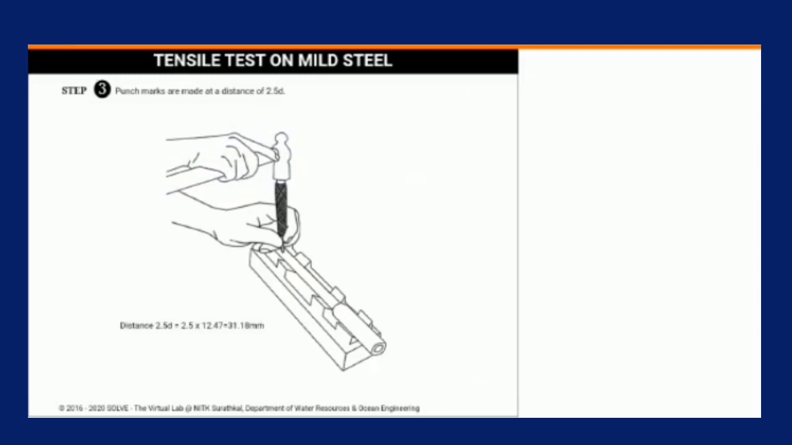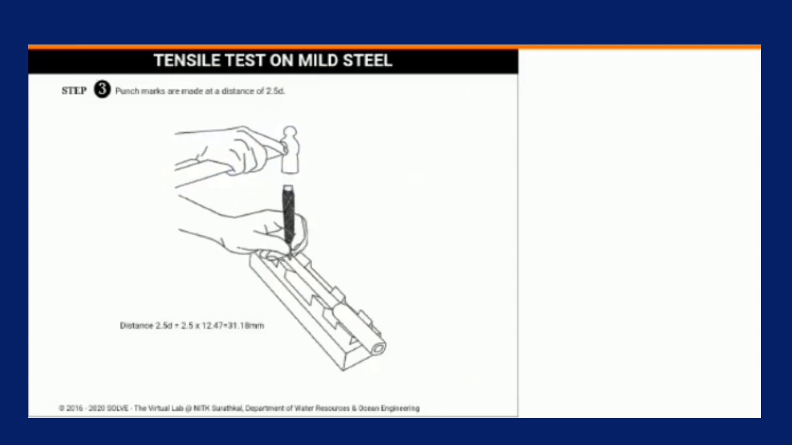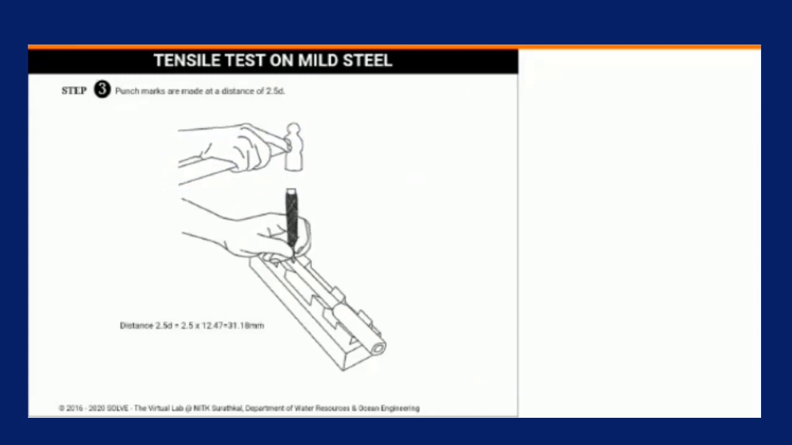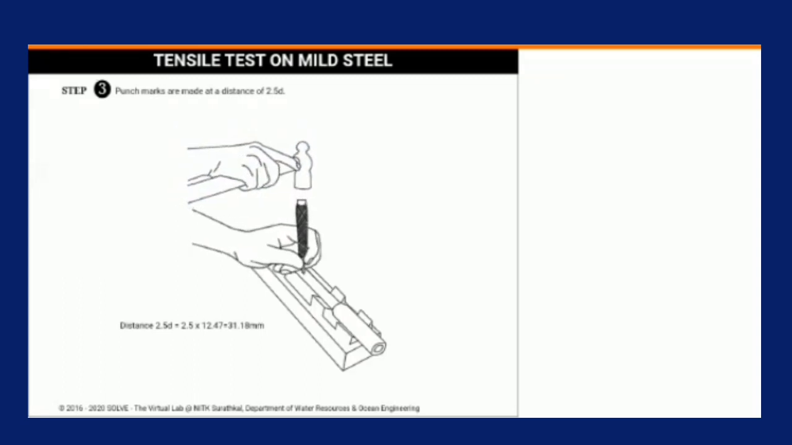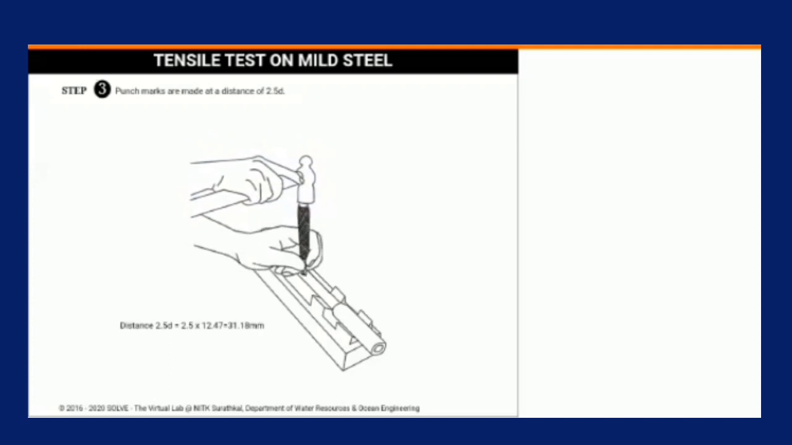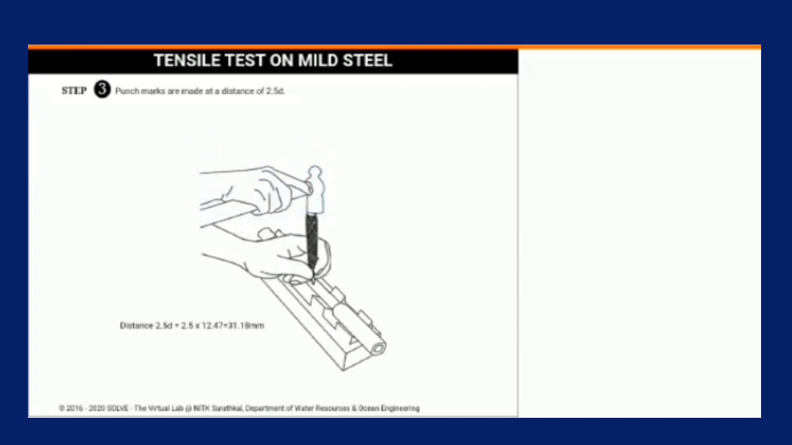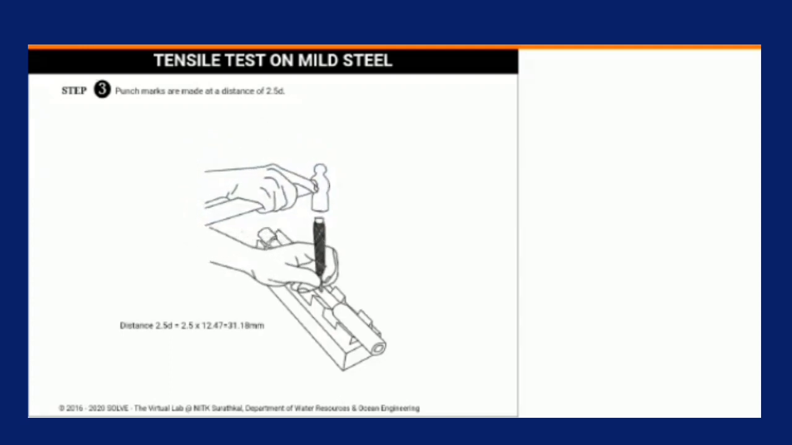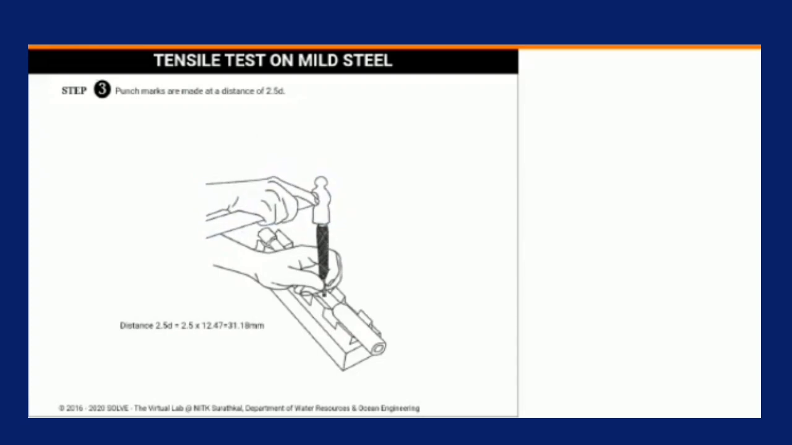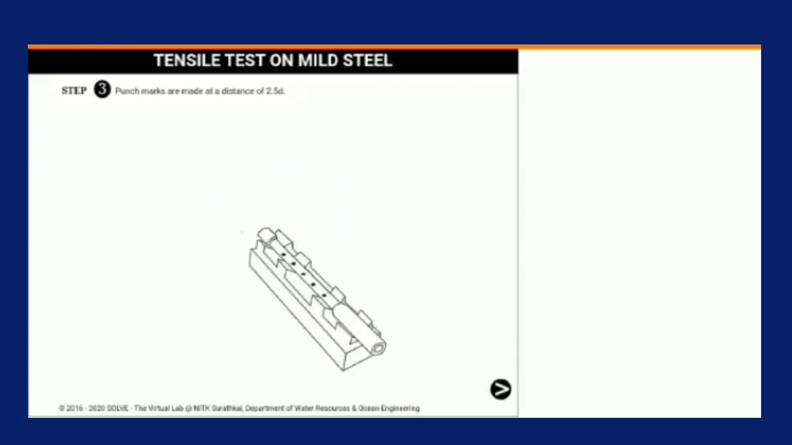Then, step 3, punch marks are made at a distance of 2.5 diameter. So, for the distance of 2.5 diameter, we times 12 by 12.47. So the distance between the first punch mark and the third punch mark was 31.80 millimeter.